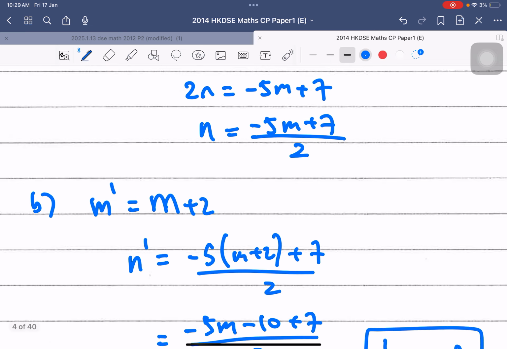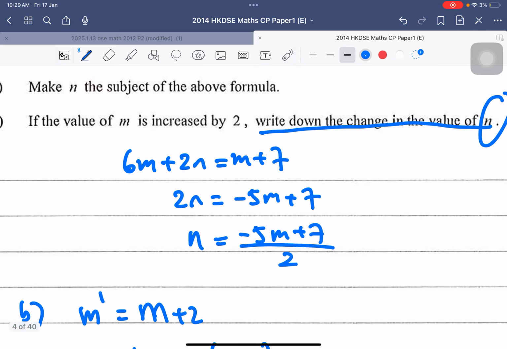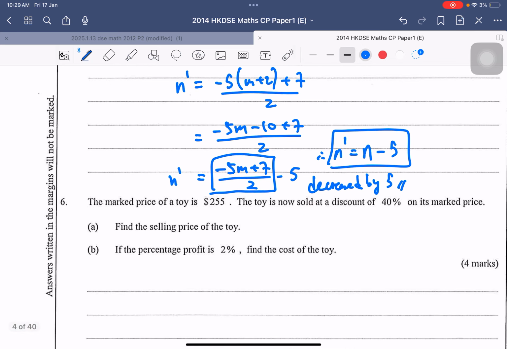Because they say, you read the question, write down the change in the value of n. Minus 5 is not the change. Minus 5 is the change, but n is the subject. Okay? Your subject is wrong. Alright. Okay? So next question.